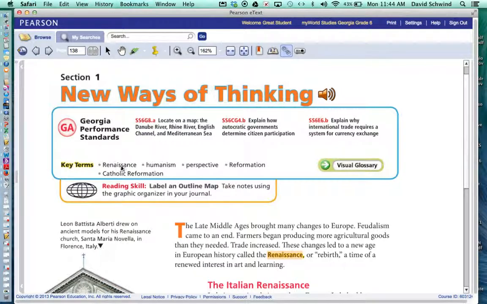Go ahead and put your finger on the word Renaissance on that sheet. Now, on another piece of paper, I want you to write the word Renaissance. Go ahead and do that now. Renaissance. And then put a dash and write the definition of Renaissance: rebirth, a time of renewed interest in art and learning. Let's go ahead and copy that down.